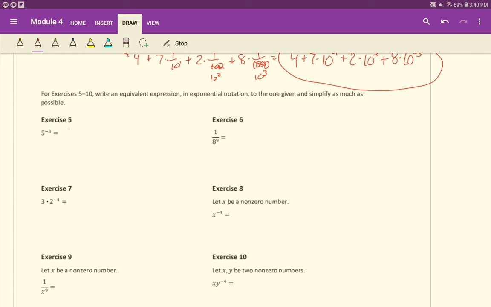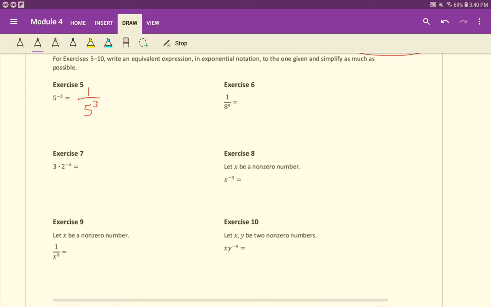So here we have 5 to the negative 3, which would then be the same as 1 over 5 to the 3. Okay, for exercise 7, 3 is raised to the first power, right? I don't think this is supposed to be in parentheses. I think this is supposed to be 3 to the first and 2 to the negative fourth. So it's going to be 3 times, let's go ahead and rewrite that 2 to the negative fourth as 1 over 2 to the positive 4, which yields 3 over 2 to the fourth.